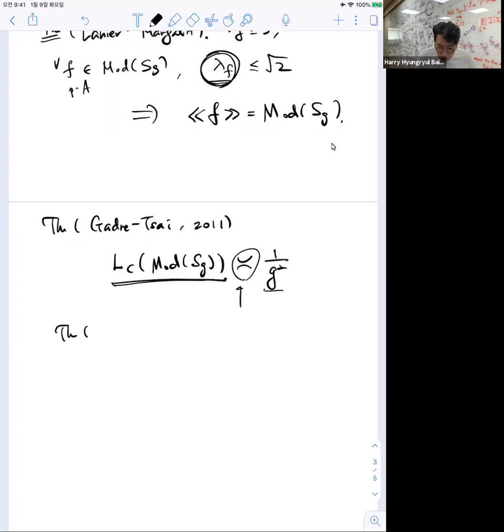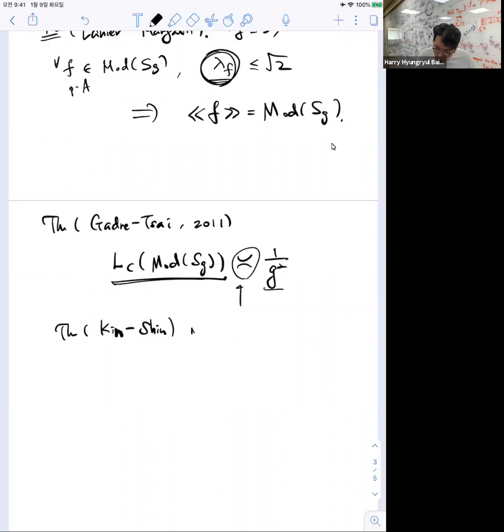Also, in the paper by Eiko Kin and Hyunshik Shin, what they showed is the minimal translation length of the braid group. Here the braid group can be considered as the mapping class group of the n-punctured disk, so there's an analogy. If you look at the braid group action on the curve graph of the n-punctured disk, this quantity is considered as a function in n.